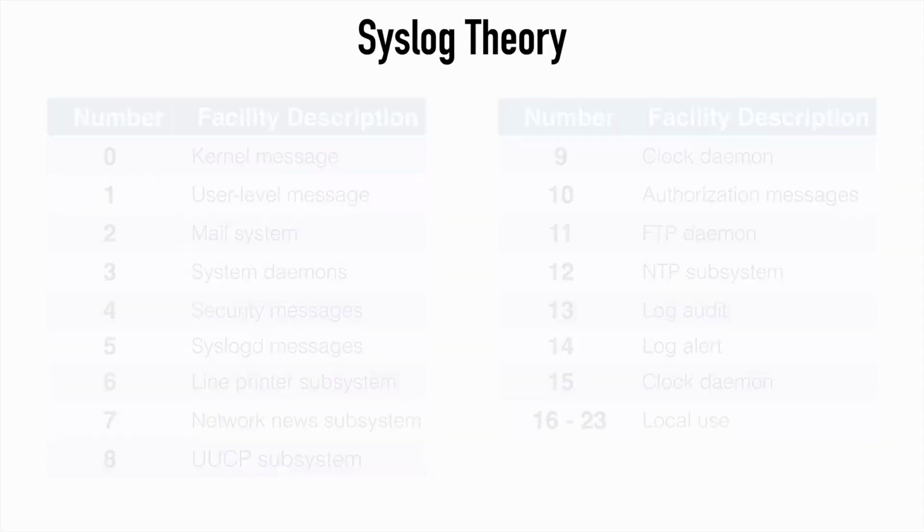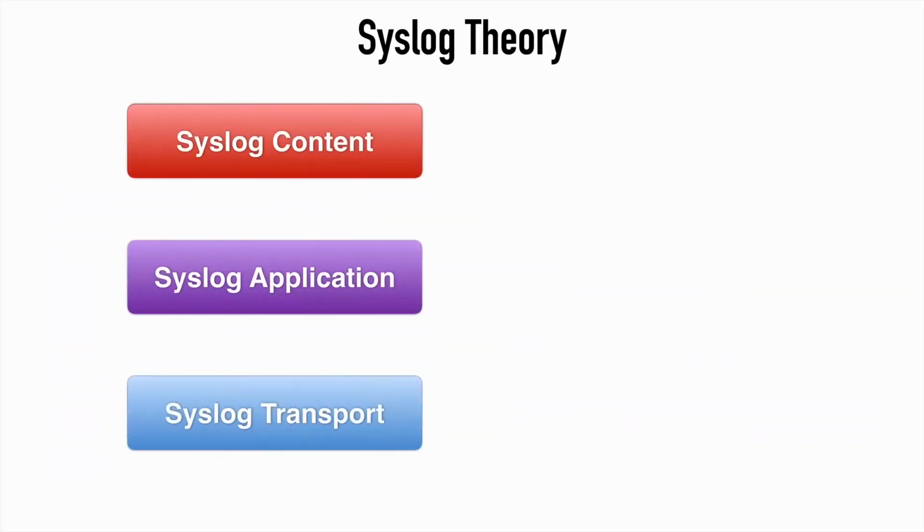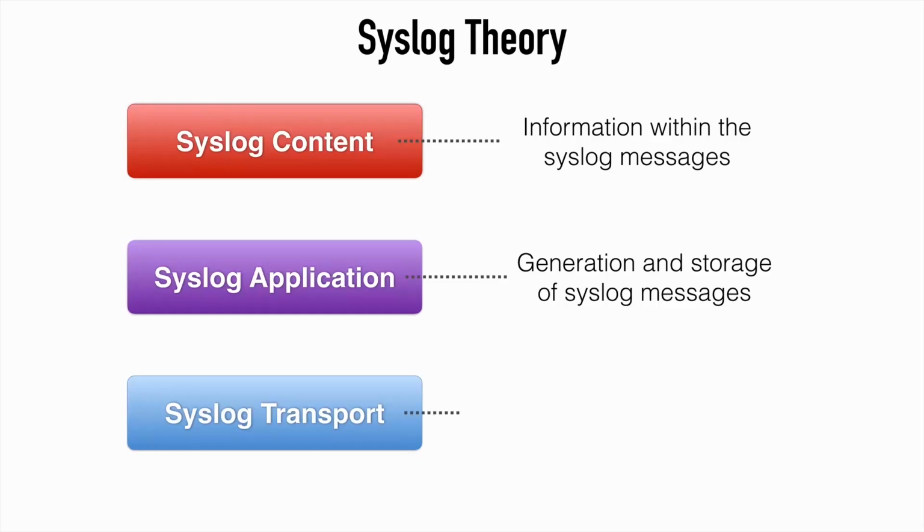The RFC standard outlines the 3 different layers found within the Syslog standard, which is the Syslog content, the Syslog application, and the Syslog transport. This standard is necessary so that various devices can create information that can be understood and interpreted widely within our network. The content layer, of course, refers to the information within the Syslog message itself. The Syslog application is what generates and stores the Syslog message, and the Syslog transport layer is used to send the messages over the network, most likely to a centralized Syslog server.